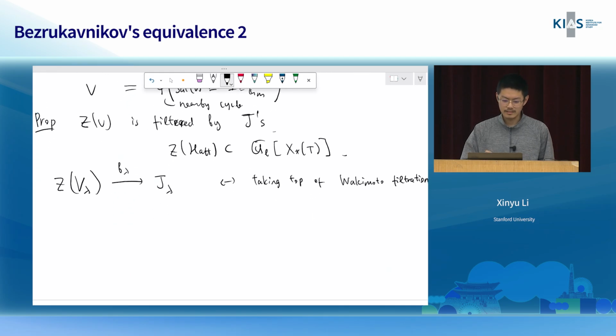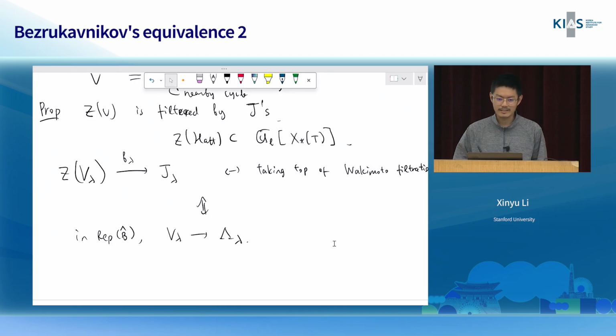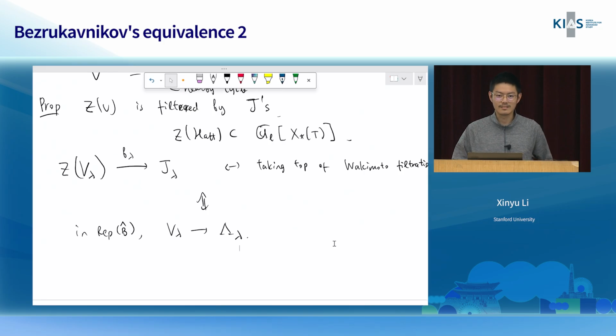And on the spectral side, morally, this corresponds to the fact that in Rep B hat, as representation of the Borel, you have a natural map from V lambda to the character lambda. And this data is actually needed later in our construction of the spectral action in this context. Okay, any question about the central sheaves?